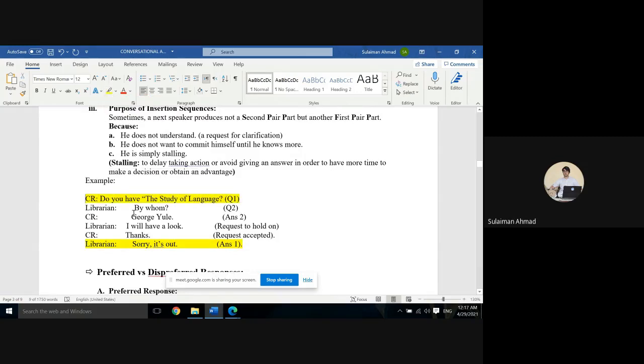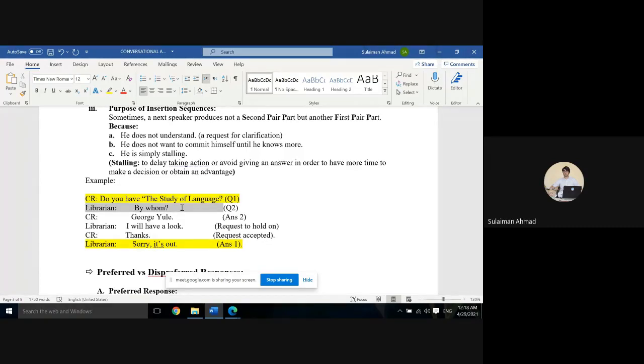This is actually the adjacency pair. Now, if the librarian needs some time to check the book, to confirm if the book is available or not, right? The librarian may take a pause. The librarian may maintain silence, right? But since they are on telephone, the CR has called the librarian.